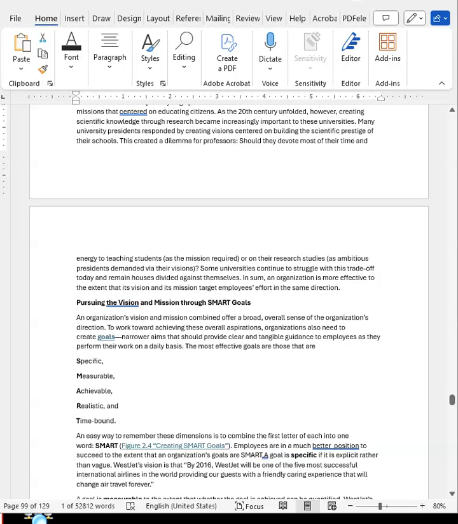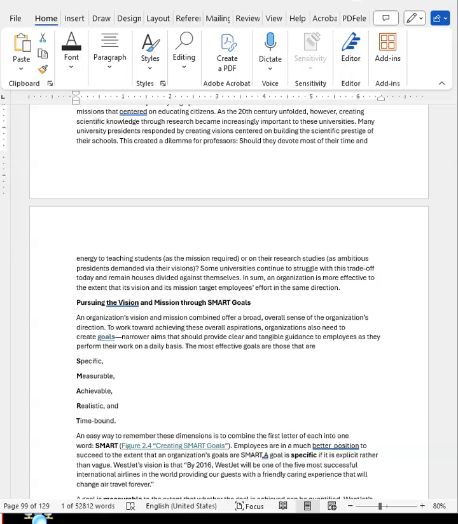As the 20th century unfolded, however, creating scientific knowledge through research became increasingly important to these universities. Many university presidents responded by creating visions centered on building the scientific prestige of their schools. This created a dilemma for professors. Should they devote most of their time and energy to teaching students, as the mission required, or on their research studies, as ambitious presidents demanded via their visions? Some universities continue to struggle with this trade-off today and remain houses divided against themselves.